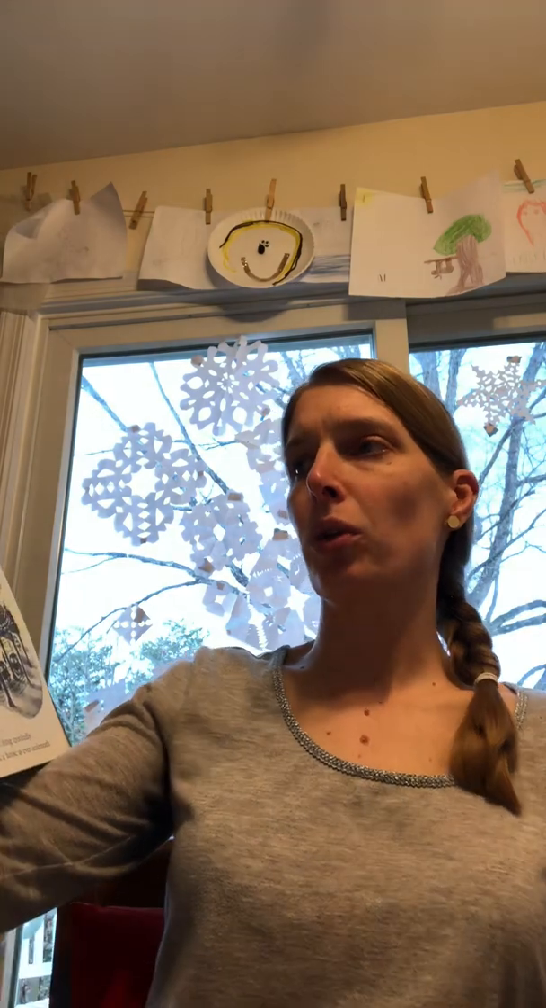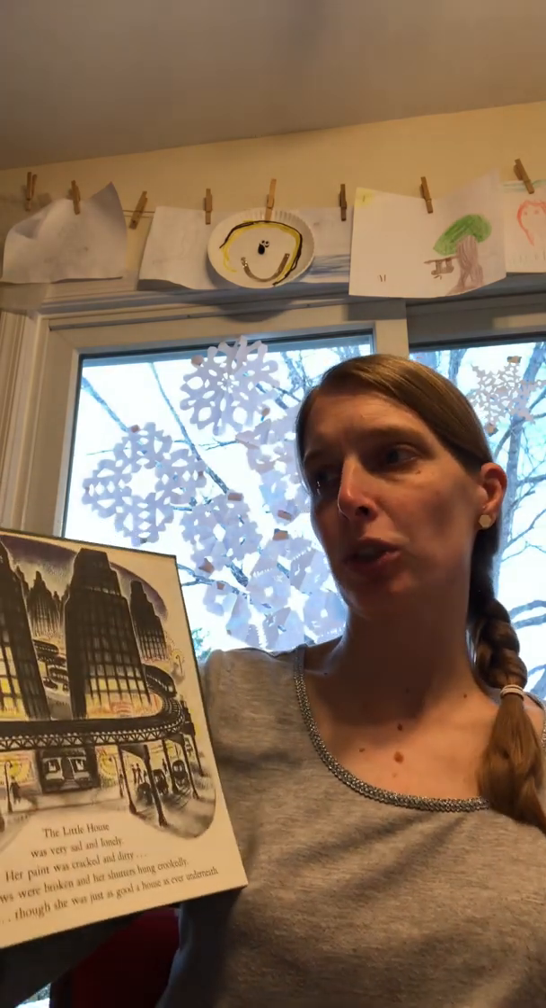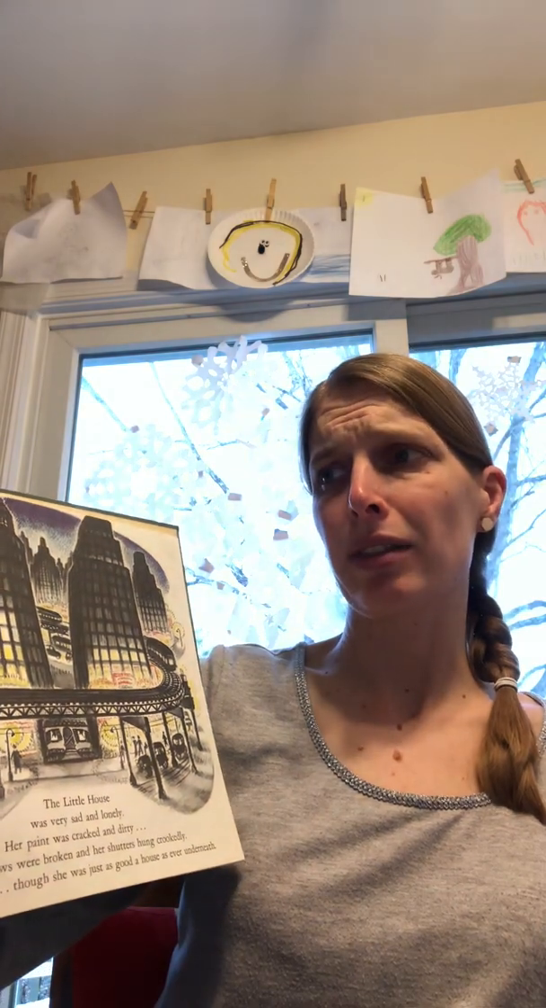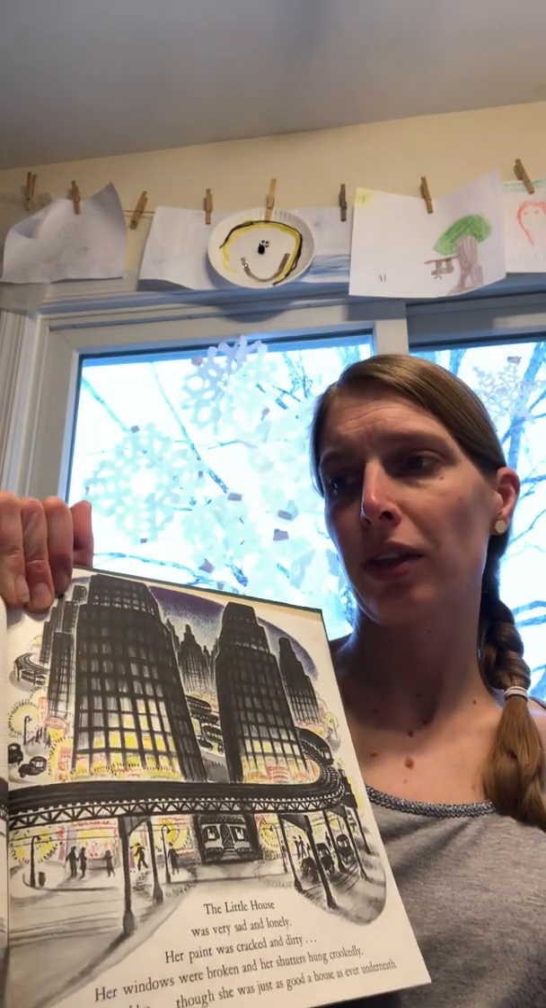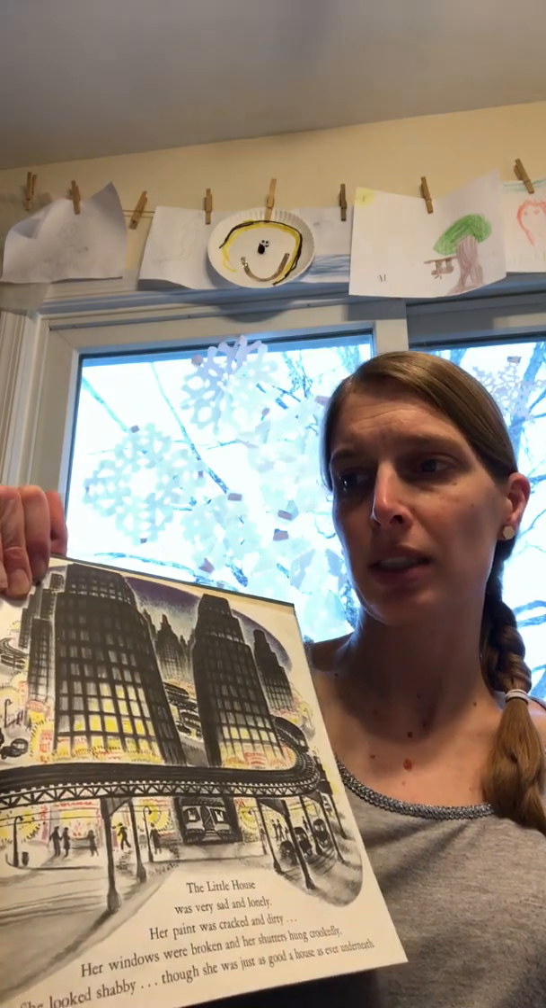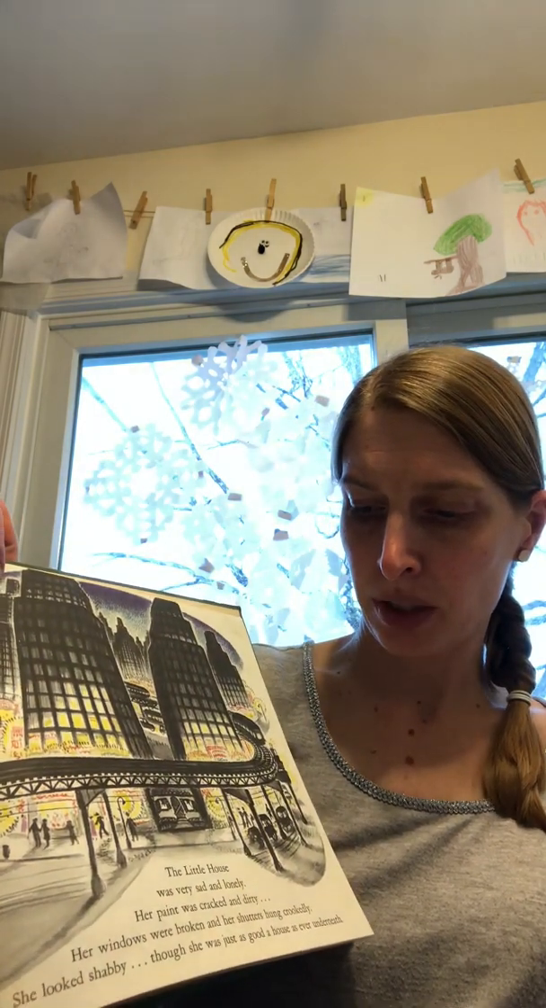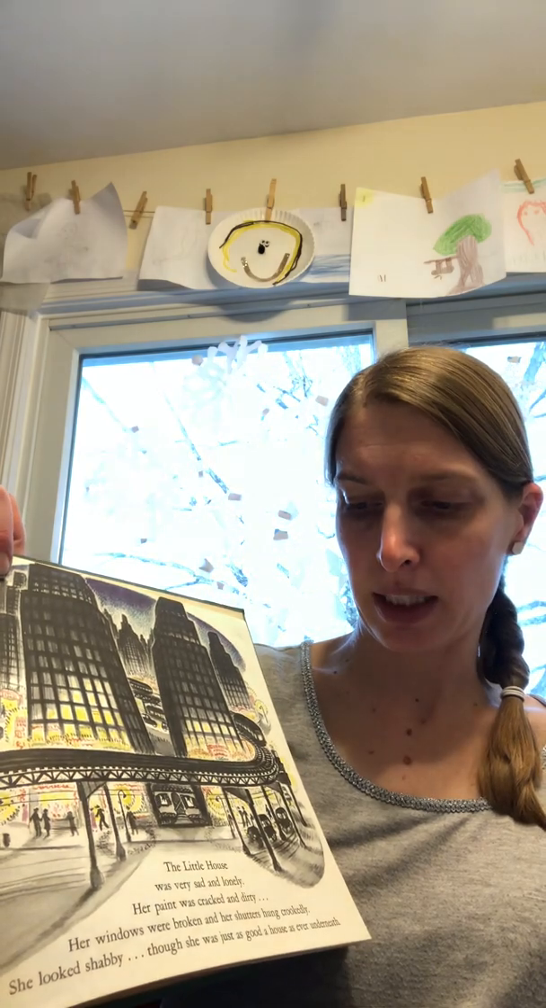Now the little house only saw the sun at noon and didn't see the moon or stars at night at all, because the lights of the city were too bright. She didn't like living in the city. At night, she used to dream of the country and the field of daisies and the apple trees dancing in the moonlight. The little house was very sad and lonely.